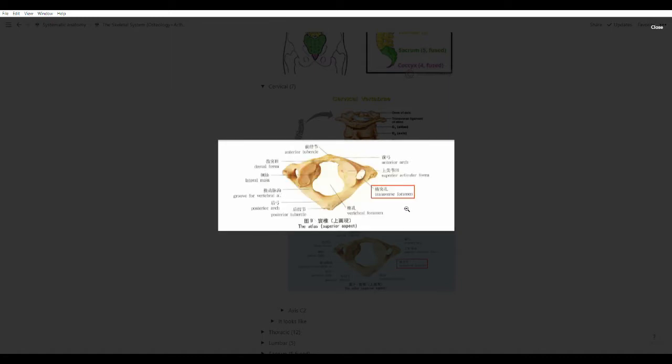It has a transverse foramen, which is the opening in the transverse process. It also has a vertebral foramen. This one is in all of the vertebrae, so we'll not be discussing it much.